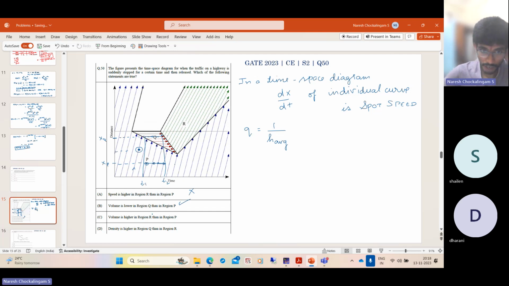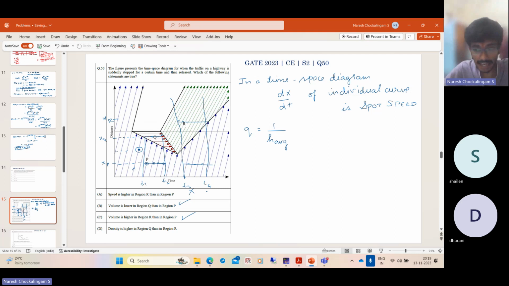Then what is option C? Volume is higher in region R than in region P. So region P, we have already drawn this. So in region R, again, you consider, say, T3, T4. Take a given point XP. So here you have 4 vehicles. In the same interval, you take another XR. Here you have more than 4 vehicles cutting through the point. So the volume in region R is obviously higher than region P. So this is also a correct statement.